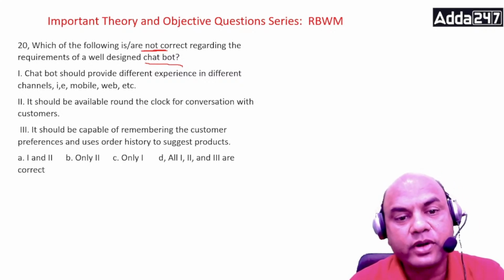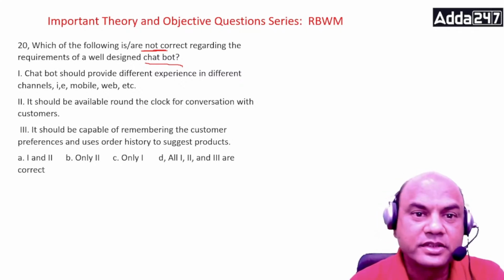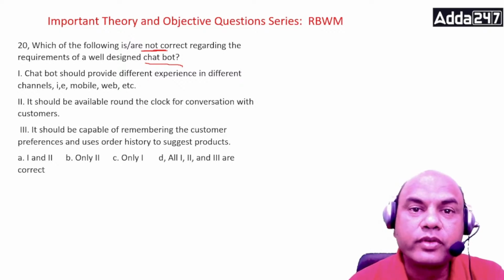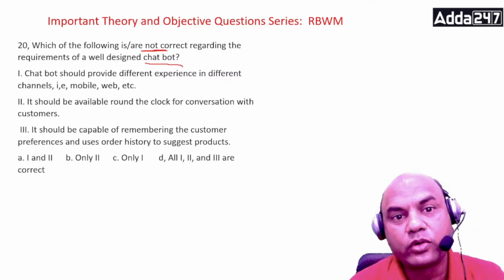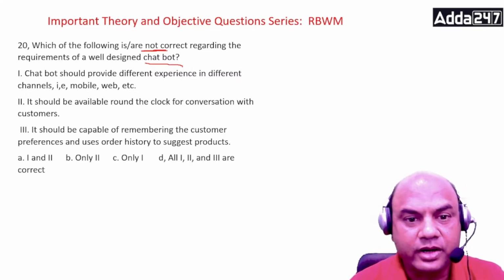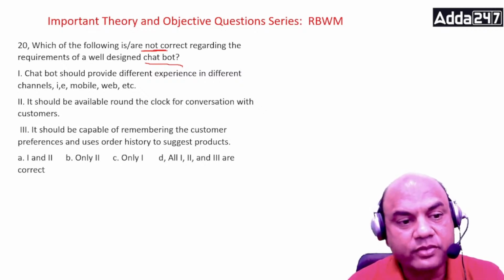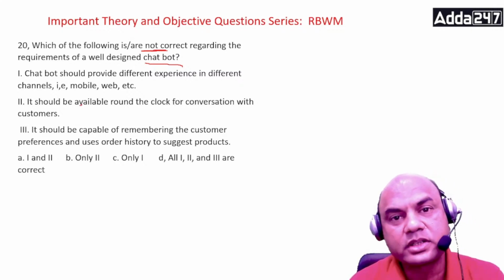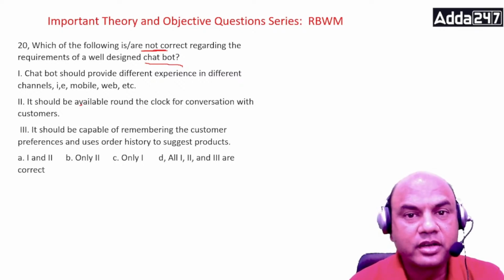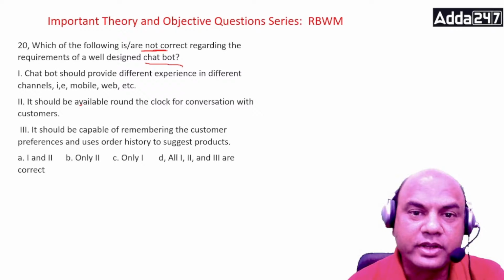Chatbot should provide different experience in different channels, mobile, web, etc. Means, suppose I go on the website, the chatbot should give me some different experience. If I go on the app, the chatbot should be different. Is it so? Think over it. It should be available round the clock for conversation with the customers. Is it round the clock, or somewhere in between, intermittent? Is our chatbot available only from morning 6 to evening 6? Is it that?